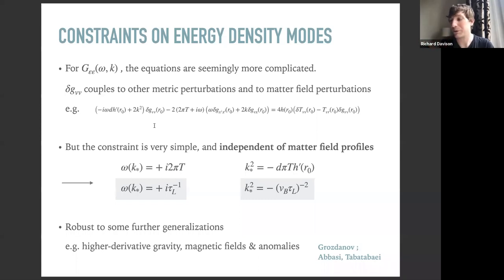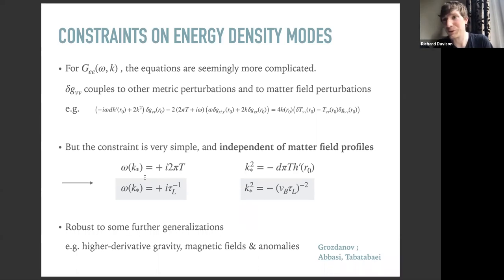So the constraint you get on the location of the pole is independent of the matter field profiles. And you find that you will always have a pole at this particular value of omega and this particular value of k. And if you rewrite those in terms of the chaos parameters, you find that you will always have a pole at this particular wave number, k star, and this particular frequency, omega. And okay, so this is what happens in the energy density case. You also get infinitely many constraints, but you find one particular constraint that's completely independent of the matter field content and is related to the chaos parameters in this very simple way.